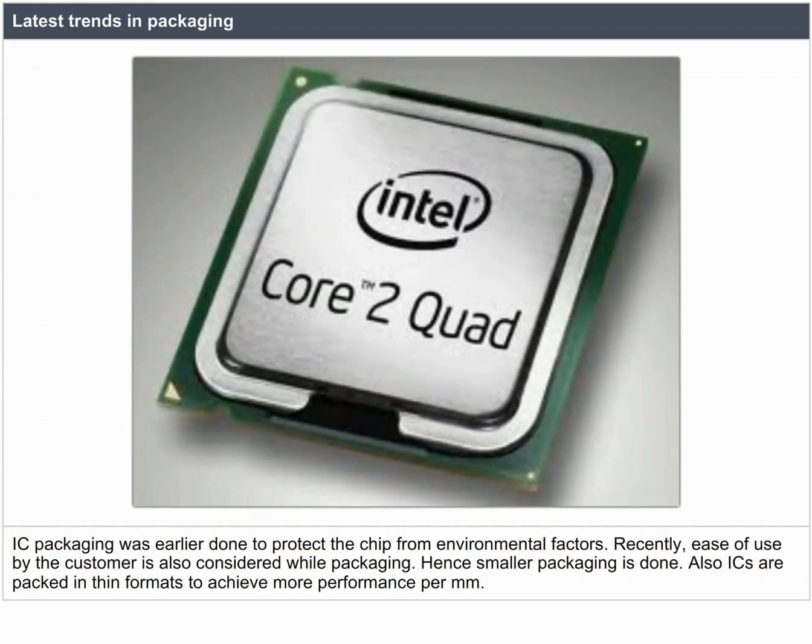Latest trends in packaging. IC packaging was earlier done to protect the chip from environmental factors. Recently, ease of use by the customer is also considered while packaging. Hence, smaller packaging is done. Also, ICs are packed in thin formats to achieve more performance per mm.